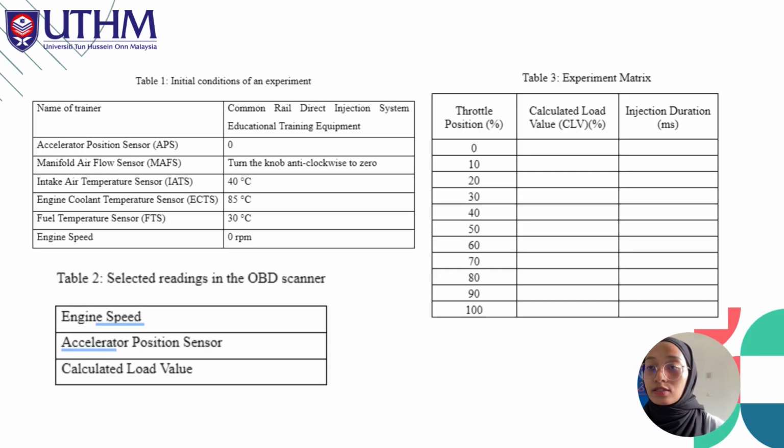So this is the initial conditions that we set at the trainer. Table 2 is the selected readings in the OBD, and table 3 is the experiment matrix.